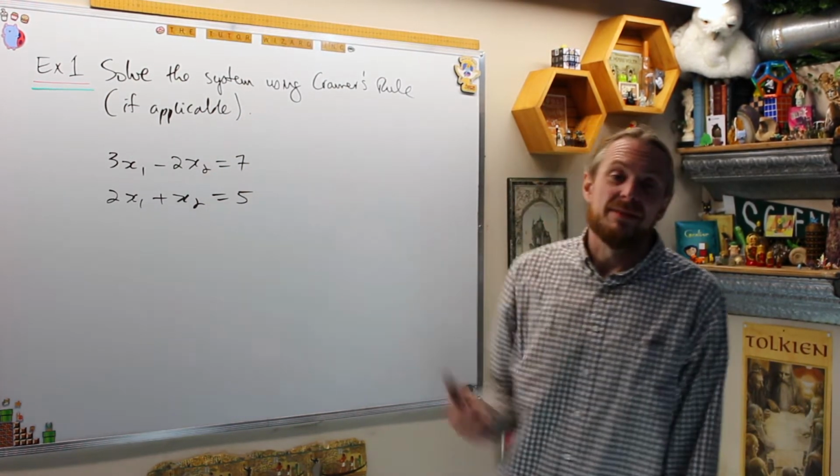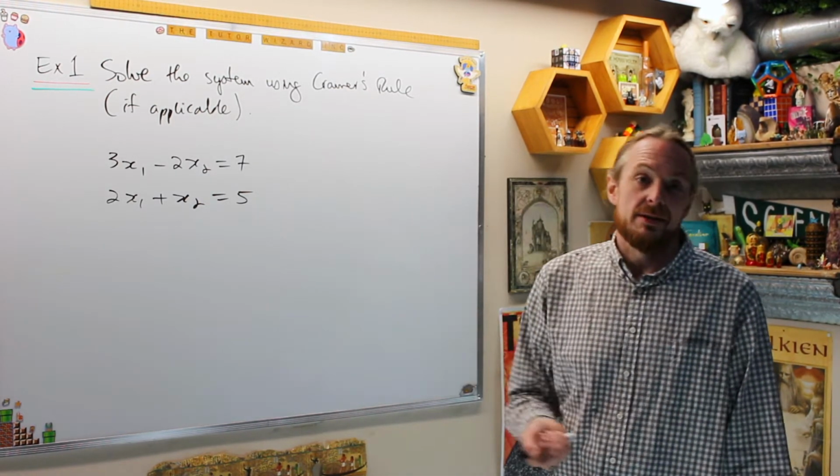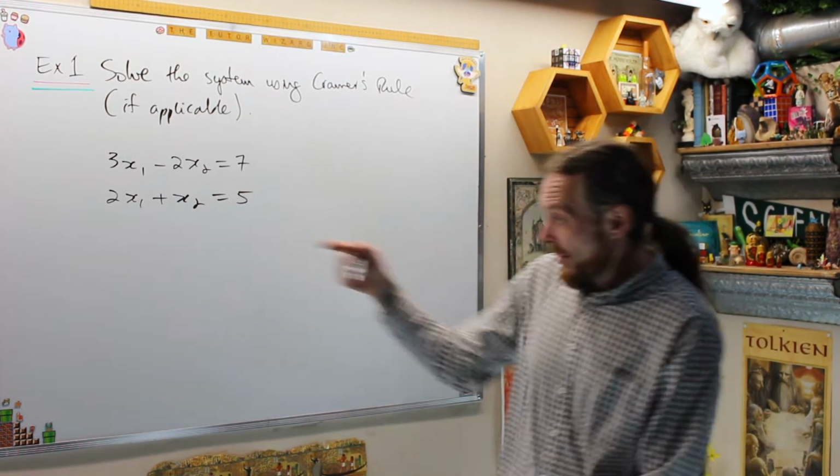What do they mean by that? The first step you should always do using Cramer's rule on a system is check that the determinant is non-zero. If that's true, then you can keep going. What do we have with this system?